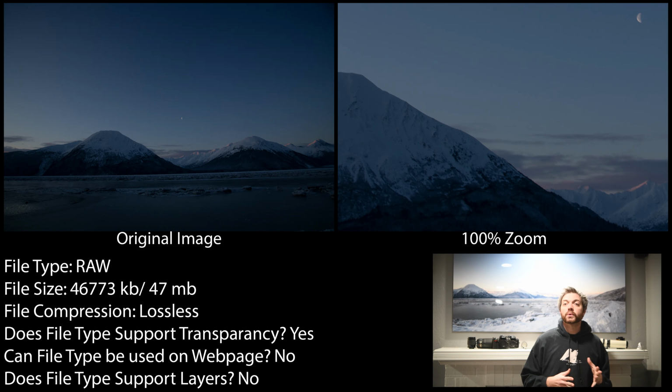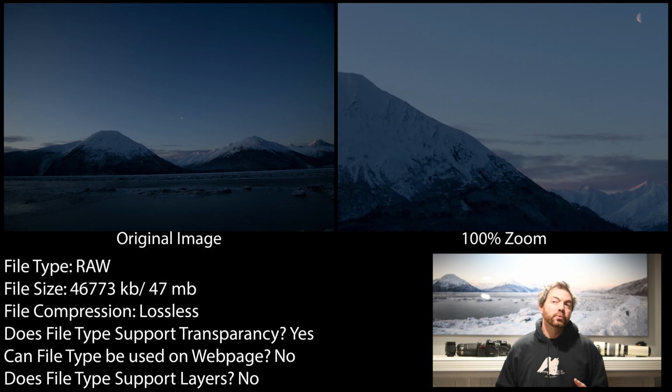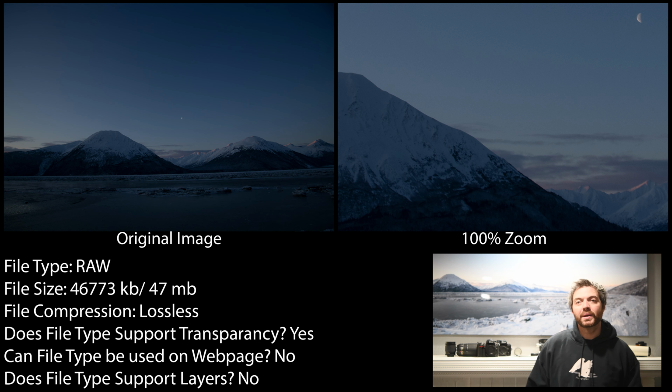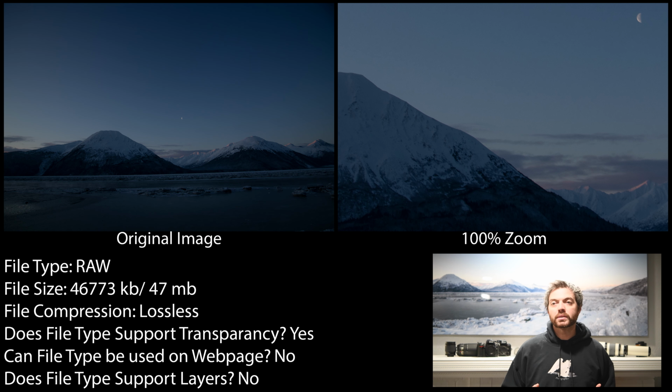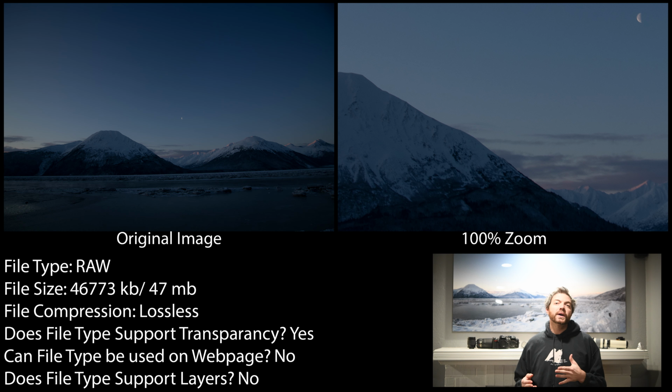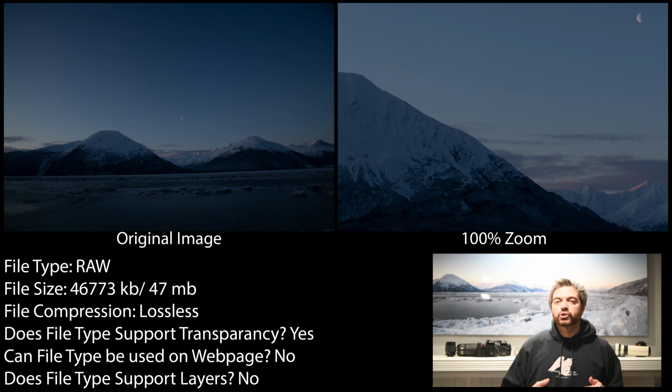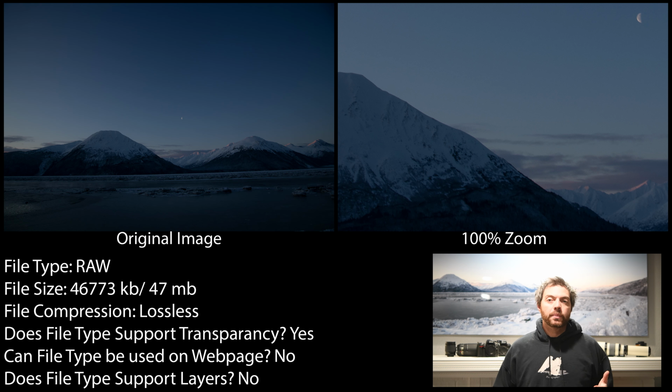Okay, so the first image we're going to look at is the RAW image. This is unedited and it is 47 megabytes. Its compression is lossless, which means that you're not losing any quality with this file type. It does technically support transparency when you're editing it, but not in the way some of the others will. This file type cannot be used on a web page without first saving it to another file type. And while it doesn't support layers in the traditional way that you may think of with Photoshop, you can still edit and mask inside of Adobe Camera Raw or Lightroom.